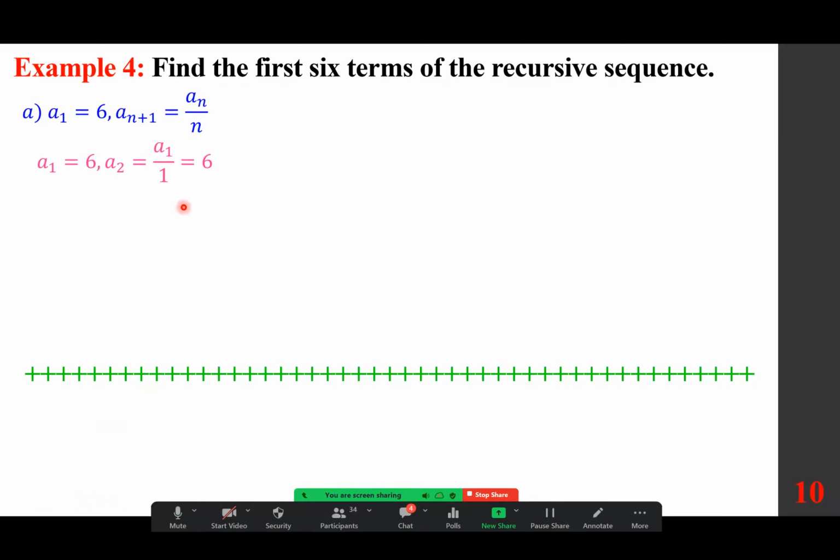Okay. So, for example, a sub 3. Can anybody tell me what would a sub 3 be? The next step? According to this formula, a sub 3, if I want this to be 3, this must be 2. It's a sub 2 divided by 2, which means 6 divided by 2, which means 3.